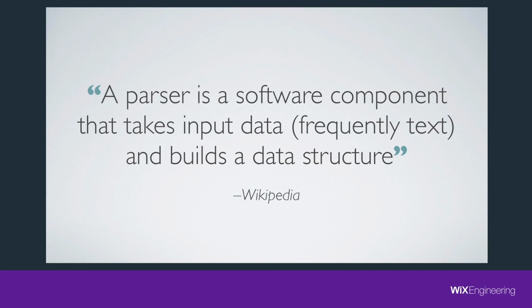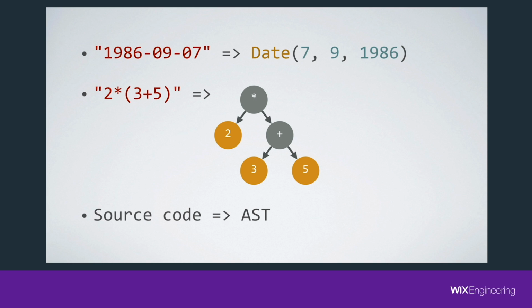So what is parsing? From Wikipedia, we see that a parser is some software component that builds a data structure out of input text. For example, we can parse a string representing some date into a date object, or a string with an arithmetic expression into a tree. But also compilers, right? They take our source code as text files and need to build the abstract syntax tree.